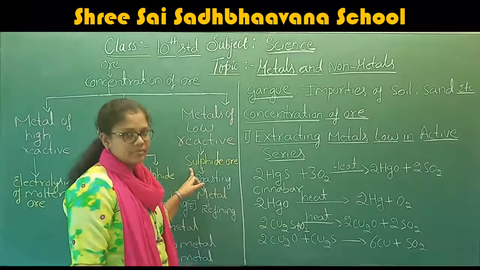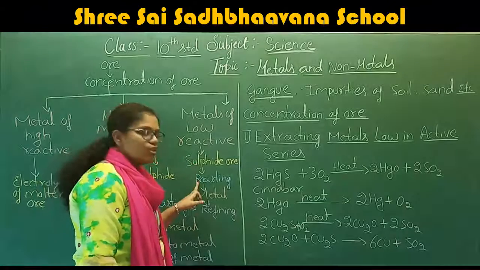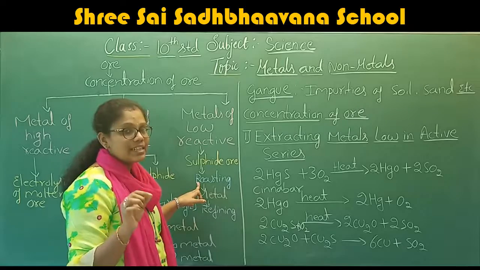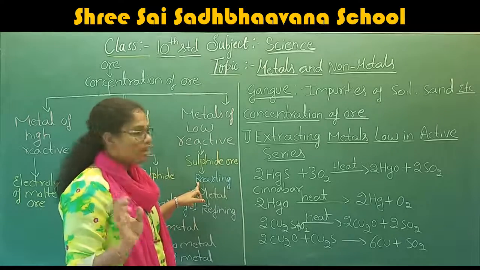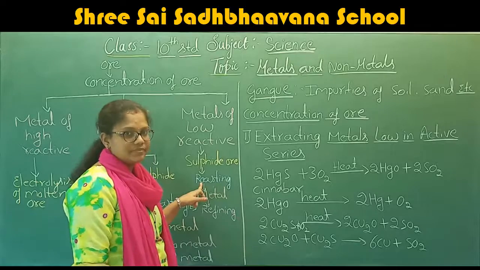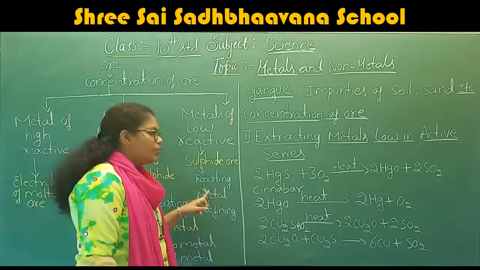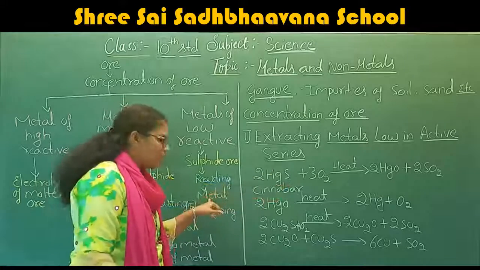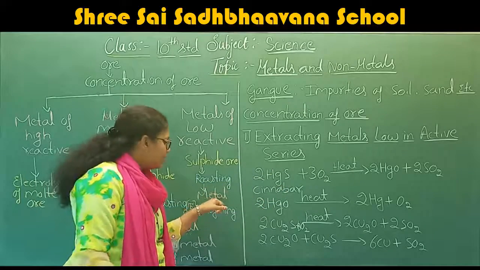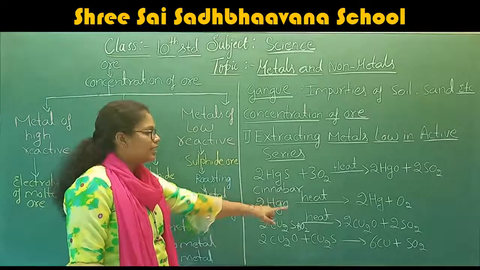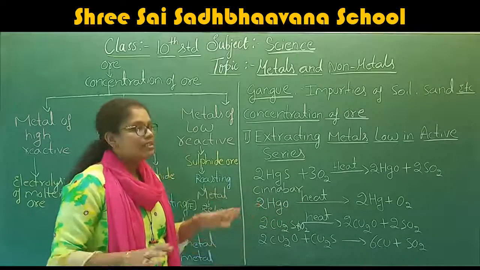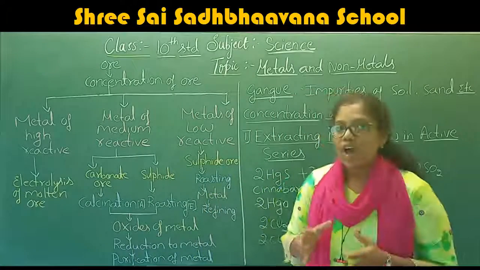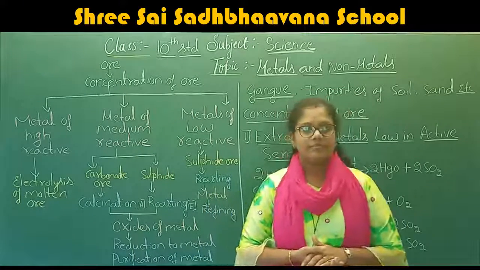If that sulfide ore undergoes roasting, what is roasting? The process of heating the ore in excess of oxygen or excess of air is called roasting. After roasting, you get the metal oxide. If that metal oxide is heated again, you get the metal. After that, if you undergo refining, you get your pure metal. This is how the extraction of metals low in the reactive series takes place.